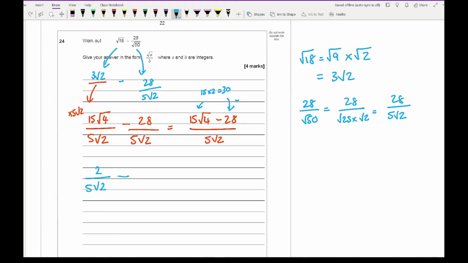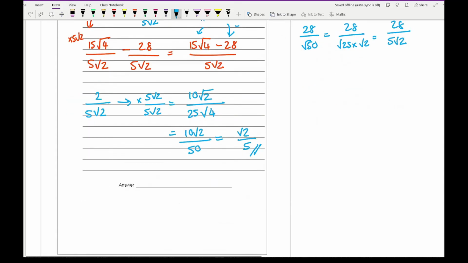Now what I want to do is rationalise the denominator, so I'm going to multiply this by 5 root 2 over 5 root 2. So that becomes 10 root 2 over 25 times root 4, which becomes 10 root 2 over 25 times 2, which is 50. And then I can simplify this by dividing both the top and the bottom by 10, which gives me root 2 over 5, and there is my final answer.